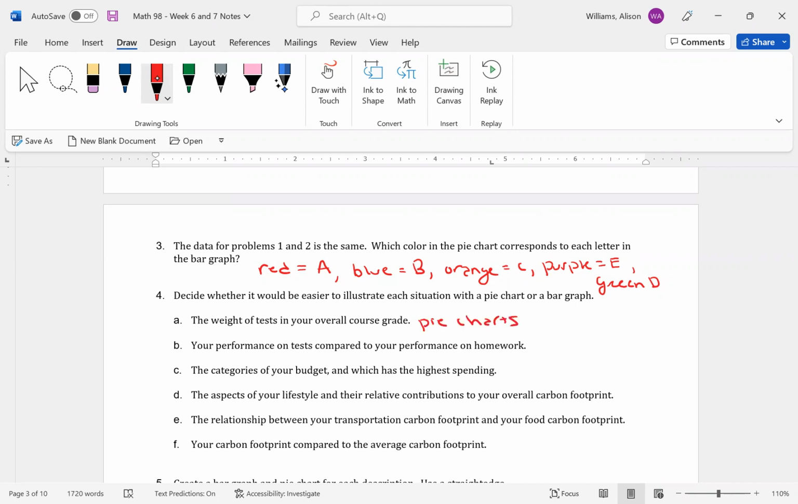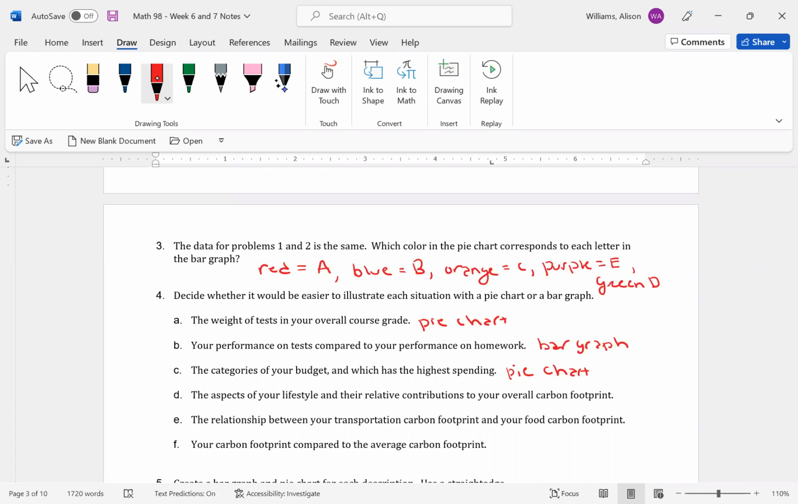Your performance on tests compared to your performance on homework. Okay, so the word compare makes me feel like we should be thinking bar graph, because we'd be kind of looking at those scores compared to each other. The categories of your budget, which has the highest spending. Okay, so when we're thinking about what we spend the most on, what most of our money goes to, a pie chart actually makes most sense. It's typically when you look at spending information, like if they say how much you should spend on rent or your home, they'll say 30% or so, right? Well, that's already a percent. So we want to kind of think of that as a pie chart.